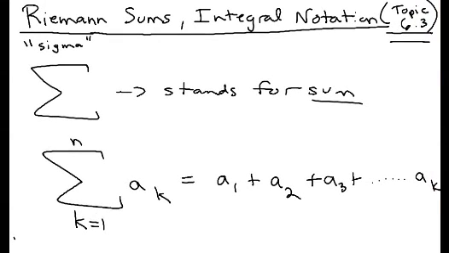All right, today we're going to cover topic 6.3, talking about Riemann sums and integral notation. The first thing I want to point out to you is the Greek letter sigma stands for sum. When you see this thing with the n up here and k equals 1 and we're summing up a sub k, and this looks all scary, it just means that we're adding up all of these things that are right here. We're adding up a sub 1, a sub 2, and a sub 3, and a sub k.